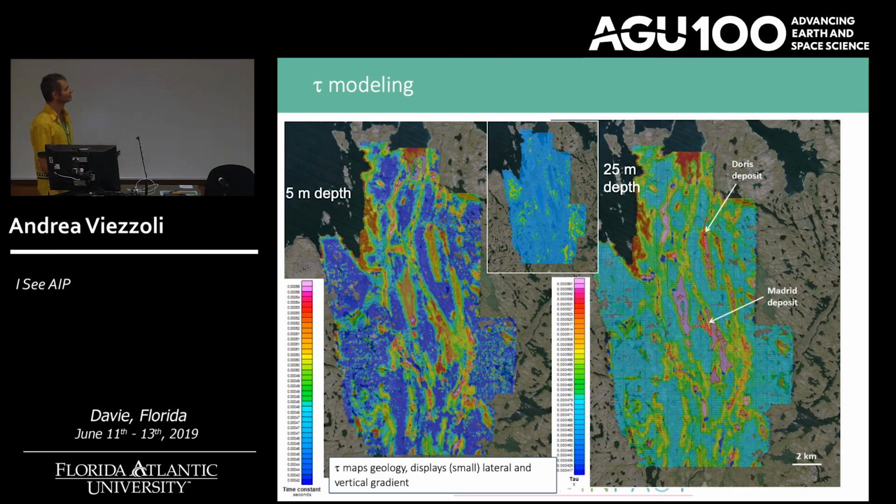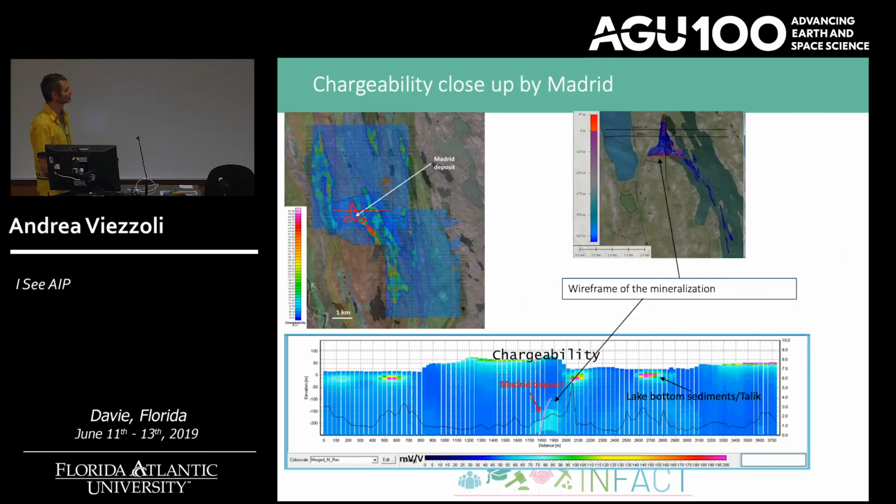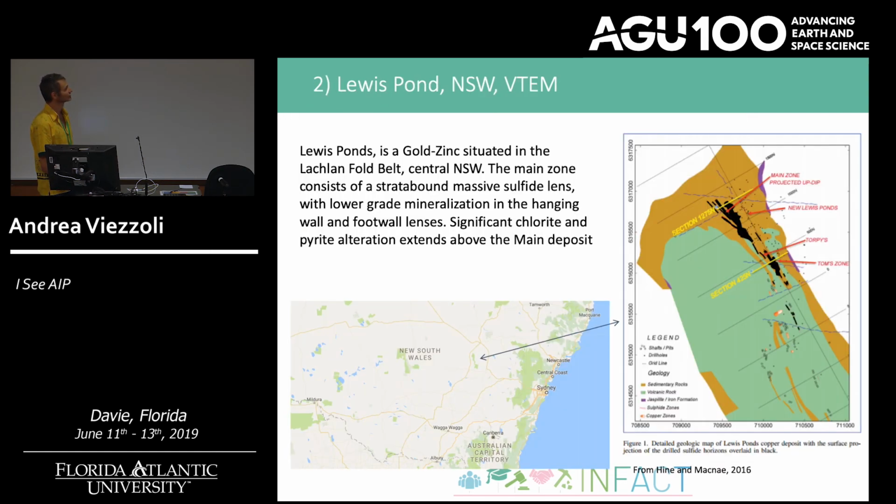This is a cross-section across a known deposit. So these are lake bottom sediments, clay kind of things. They're chargeable. And we have something chargeable at 200 meters, and this is the wireframe of the known mineralization from the area. If I've got time, I'll just show you this as well.